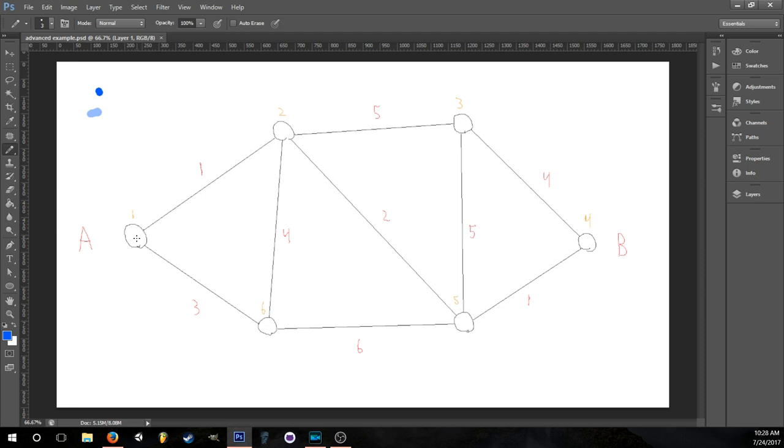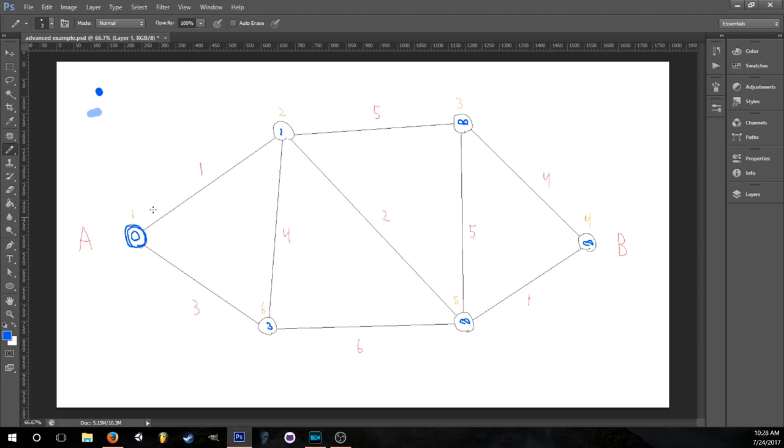A, B. You want to go from node 1 to node 4. So we start off the algorithm, 0 at the one node where we're starting, and infinity everywhere else. And we'll just begin to evaluate. So 0 is the lowest valued node, so it's going to be made permanent. And then we just evaluate its two neighbors, which we'll evaluate to 1 and 3, because 0 plus 3 is less than infinity, and 0 plus 1 is less than infinity.